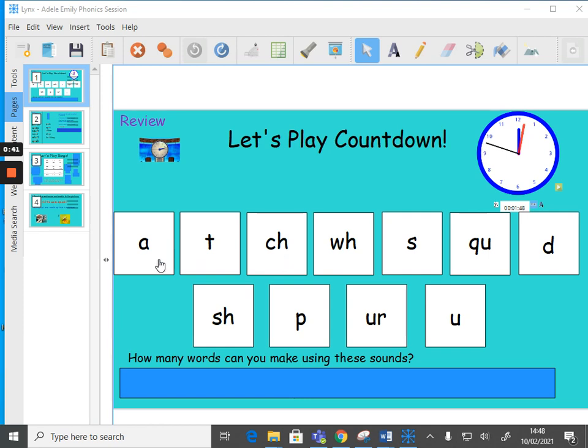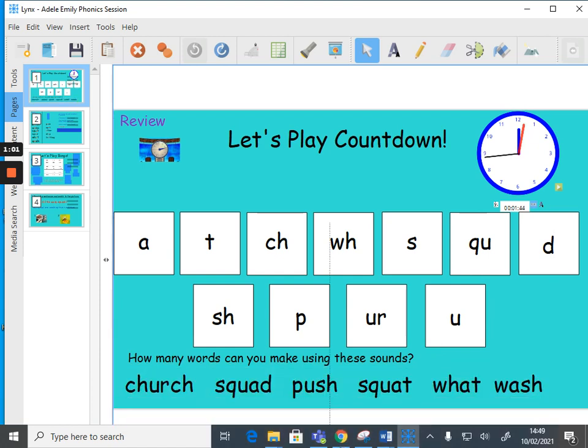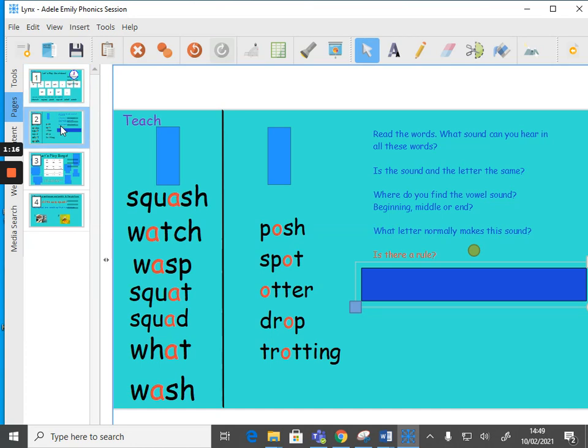Okay, let me quickly go over the sounds with you. A, t, ch, w, s, qu, d, sh, p, and o. You've got 2 minutes to write down as many words as you can with these sounds. Go! And everybody stop. These are the words that I have written down that make these sounds. Church, squad, push, squat, what, and wash. Good job, everybody. Moving on.